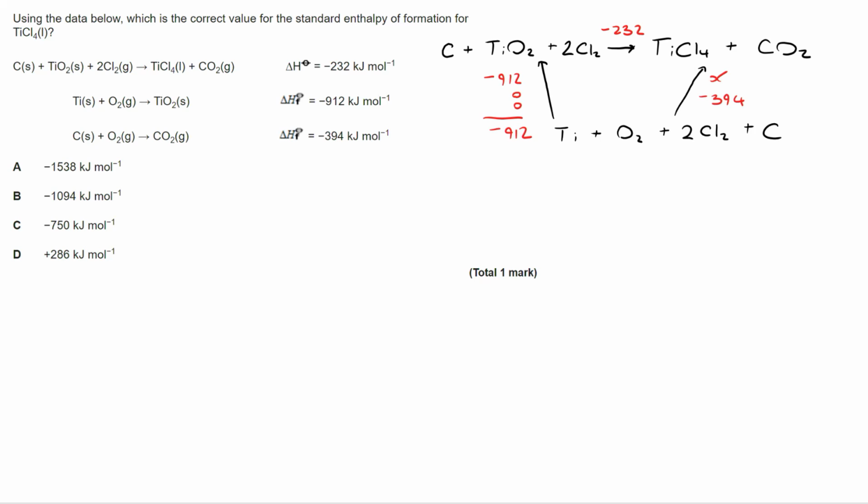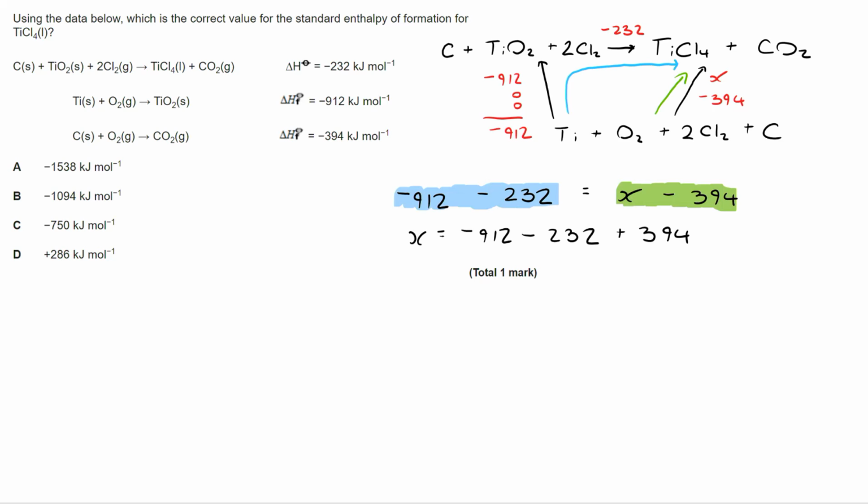Now, I've also been given the enthalpy of formation of carbon dioxide, or indeed combustion of carbon, and that's negative 394. And I want to know what X is, the enthalpy of formation of TiCl4. So I've got all of my data in. Now I need to identify my two routes. I've done blue and I've done green, and I'm going to take the numbers from each of those and put them in. We can use the colour coding to see where they've come from. And I can rearrange that to make X the subject. Now that means that X is equal to negative 750, and we have our answer C. Next question.